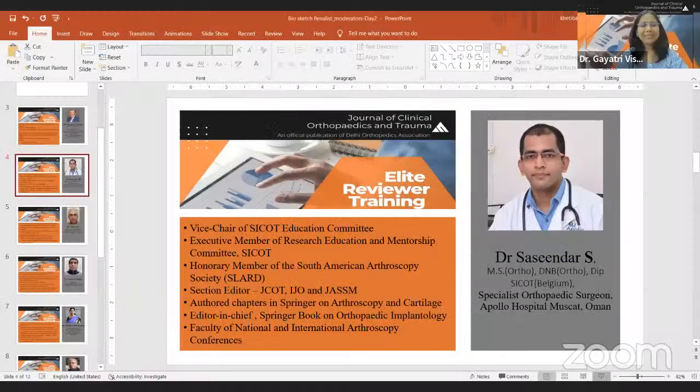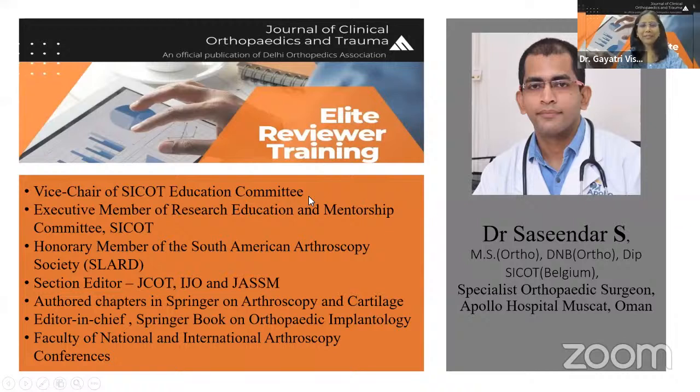So this is the day two program, first session, which is on navigating various types of articles. We have with us Dr. Anupam and Dr. Alok as panelists, and Dr. Sasinder is the moderator. Dr. Sasinder is the vice chair of the SICOT Education Committee.